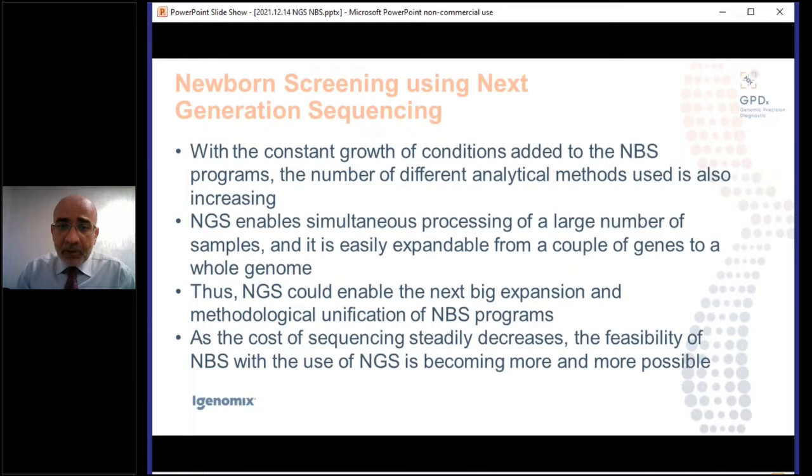So because we continue, there is continuous growth in the conditions that we add in different newborn screening programs. The methods are, again, sometimes you add in new methods to newborn screening. Now, people started thinking about using next generation sequencing, or NGS, and it will be the next big expansion, because you can test for a large number of diseases, and all this can be done in one method. So you can really expand the conditions that you test for, at the same time unify the methods.